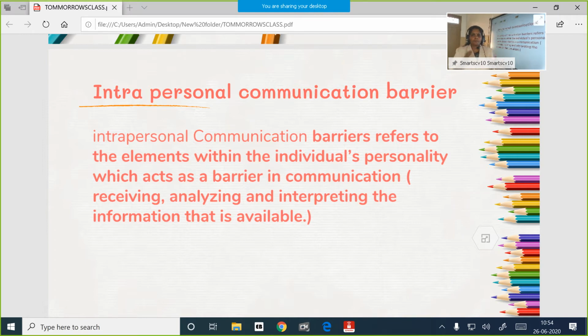In that case, we find certain introvert people. See, certain people are by nature introverts. What are introverts? They won't speak up. Understood? So, intrapersonal refers to certain people's qualities or characteristics. By default they are like that.